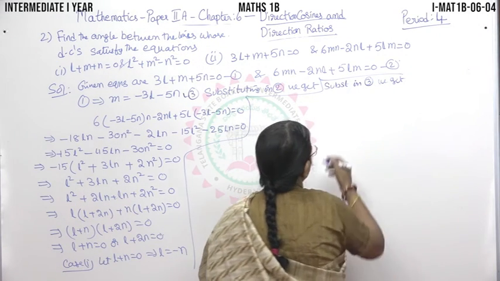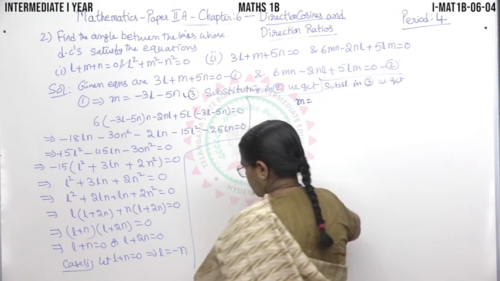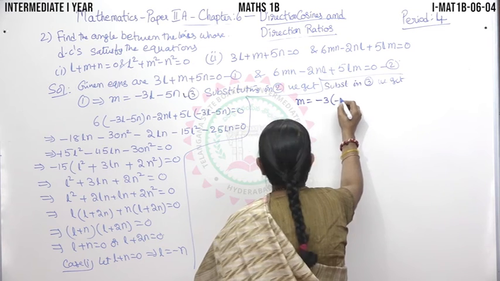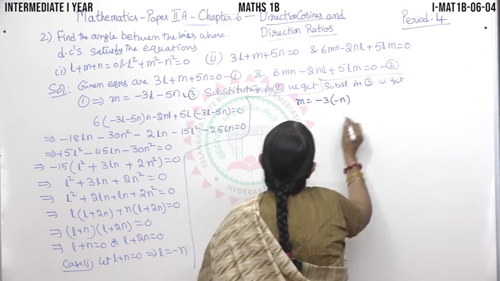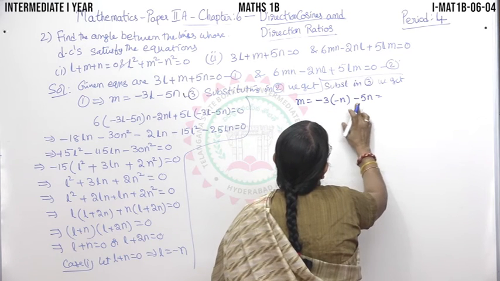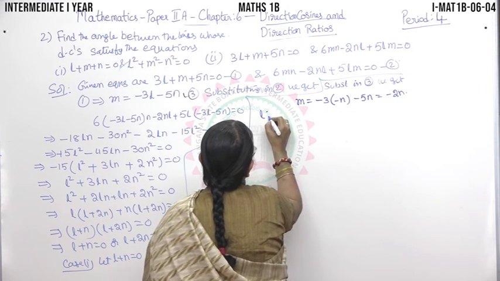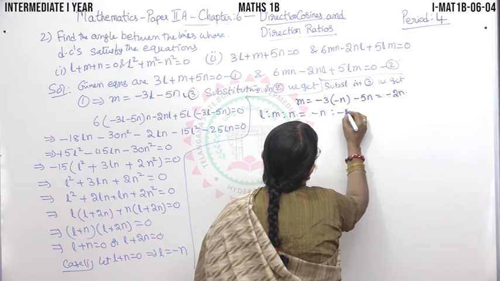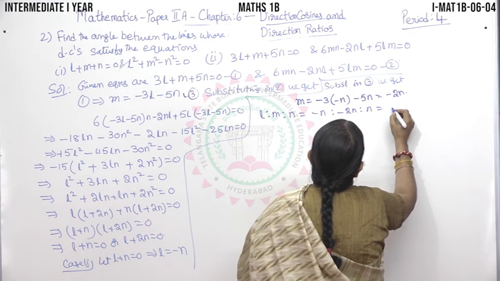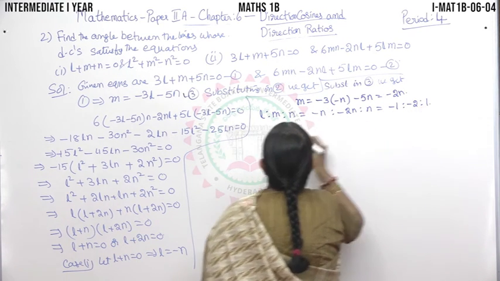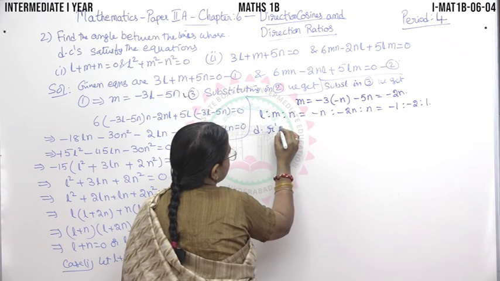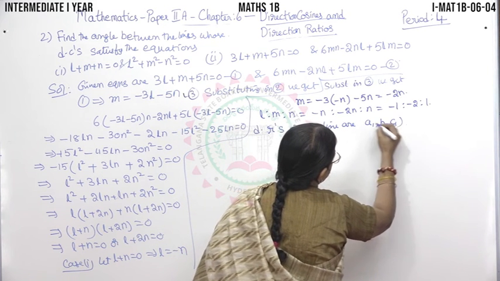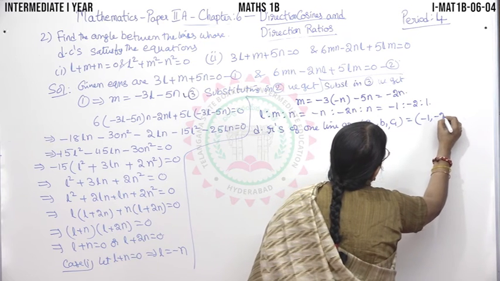m is equal to minus 3 into minus n, 3l, l is minus n, minus 5n, that is 3n minus 5n, minus 2n. So now we'll find l is to m is to n. l is minus n is to m is minus 2n is to n. So that is minus 1 is to minus 2 is to 1. Therefore, the direction ratios, the DRs of one line, are a1, b1, c1 is equal to minus 1, minus 2, 1.